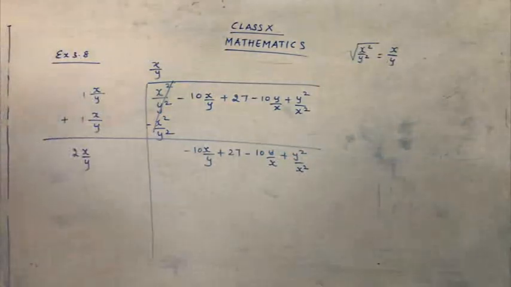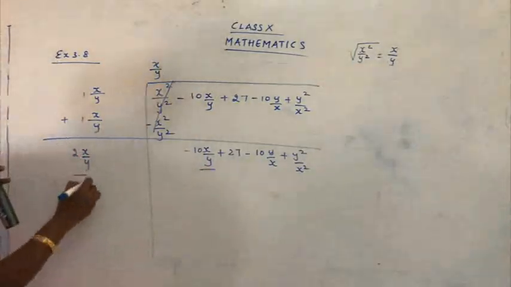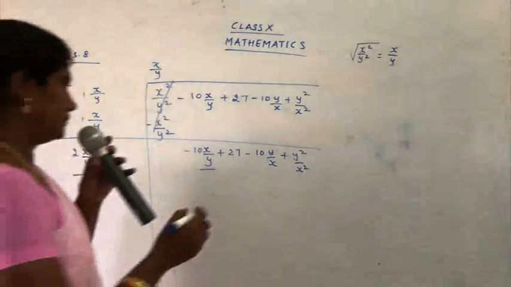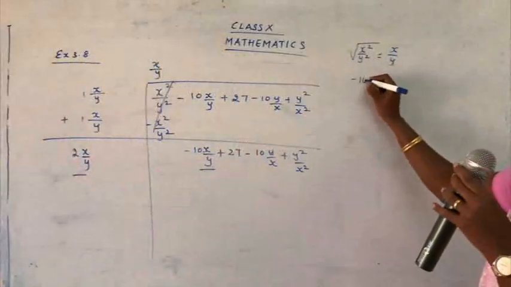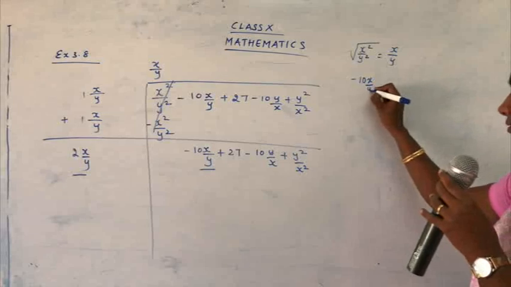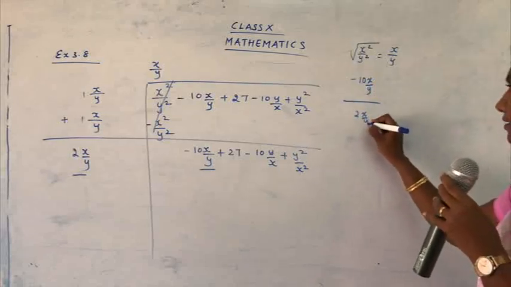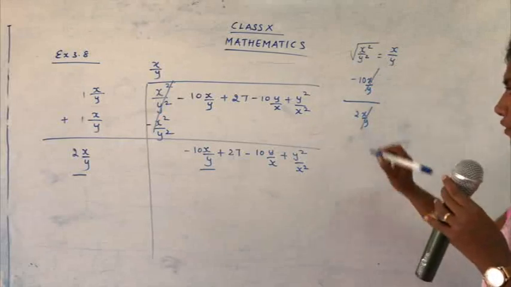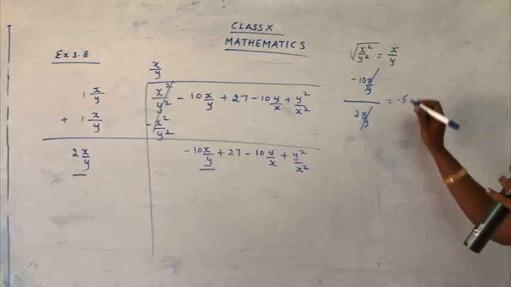What's your next step, children? Take the first term, take the first term. What is the first term? Minus 10x upon y. What is the first term here? 2x upon y. So let's see the calculation part. It's minus 10x upon y divided by 2x upon y. X upon y gets cancelled. So the answer is minus 5.